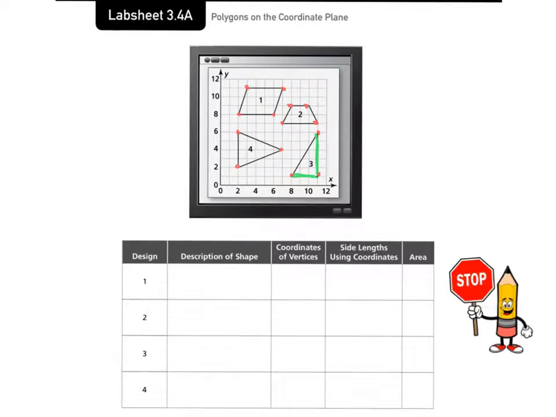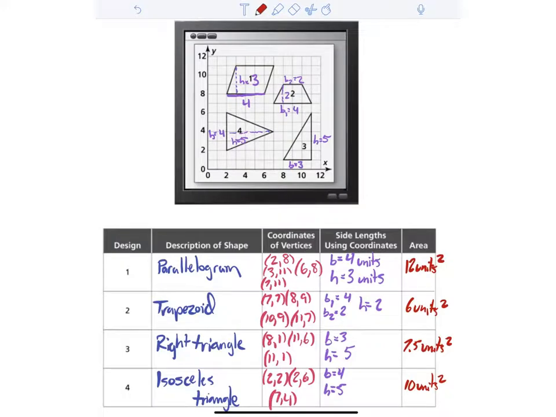At this point, I want you to pause the video and work on these 4 shapes and try and fill out this grid as best you can. Once you've finished, press play. Compare what you did to what you see. Did you get the same answers? Now, one thing that we might need to revisit is we never talked about what the area of a trapezoid is or how you find it. Let's look into that closer.